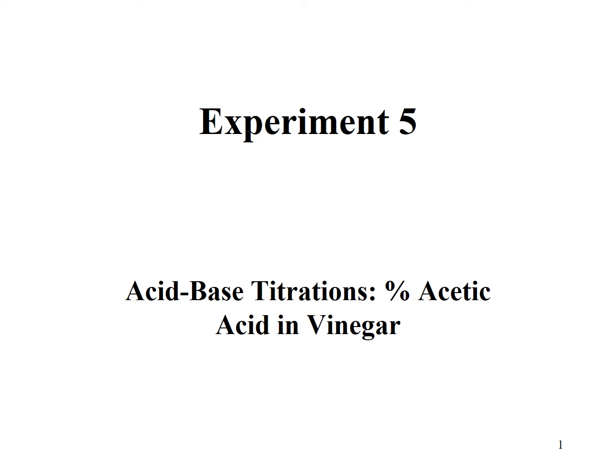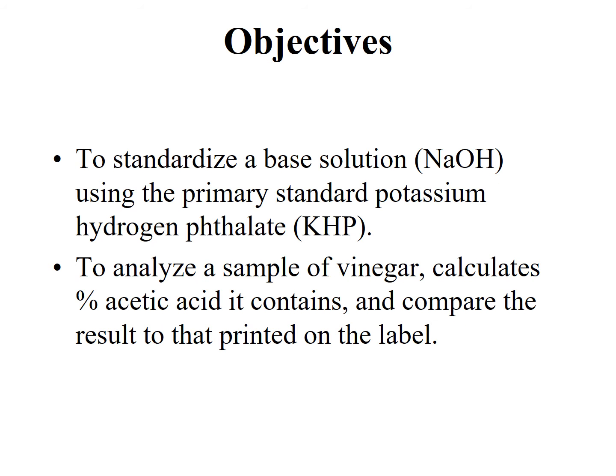Experiment 5 is about acid-base titration, percentage acetic acid in vinegar. The objectives for this experiment are to standardize a base solution, NaOH, using the primary standard potassium hydrogen phthalate, or KHP. And then after you do the standardization, you're going to analyze a sample of the vinegar, calculate the percentage acetic acid it contains, and compare the result to that printed on the label.